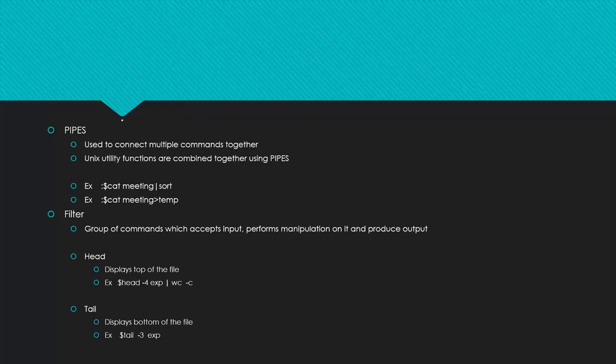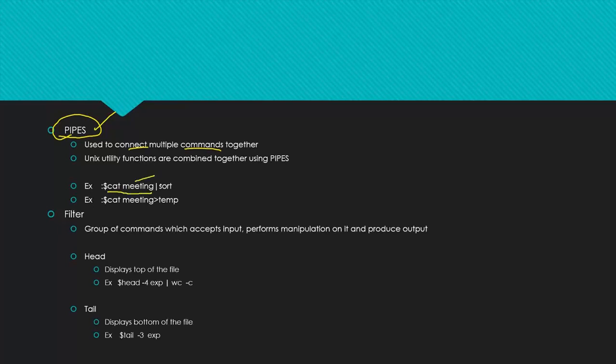Now apart from this, we come to another type of redirection symbol. We'll use something called pipes. What is a pipe? It is used to connect multiple commands. Whenever more than one command has to be executed and you want to connect those commands, we'll use the pipe symbol. For example, if you want to display a file and, after displaying, sort that file, the cat command is used to display.